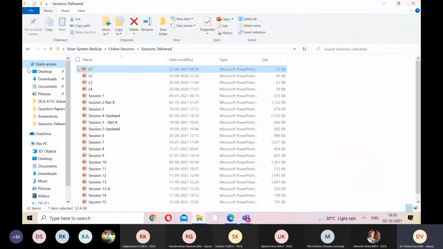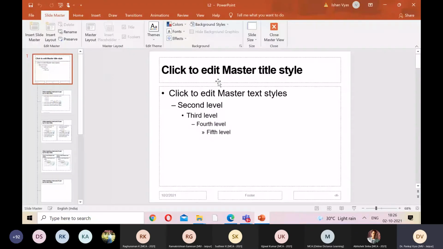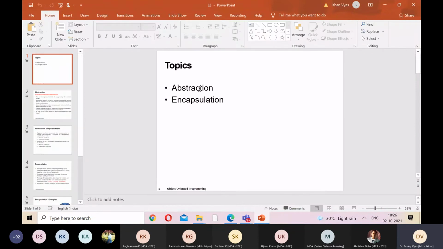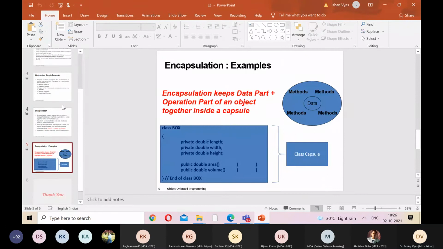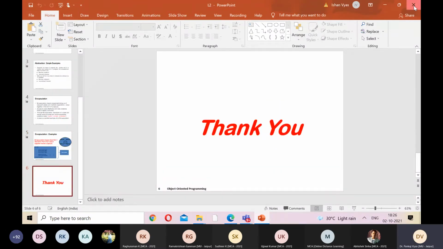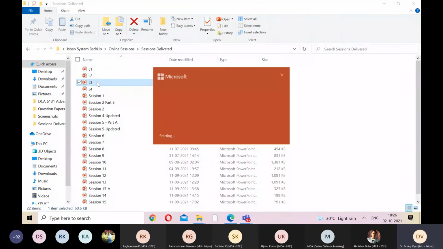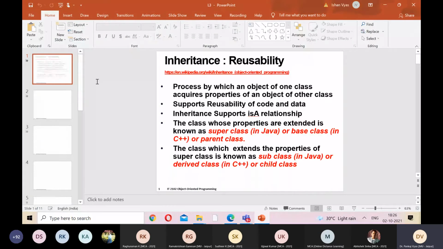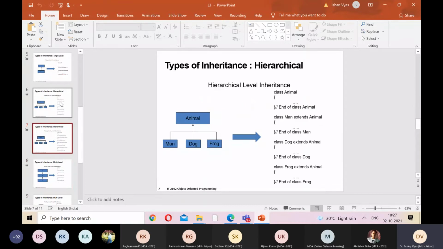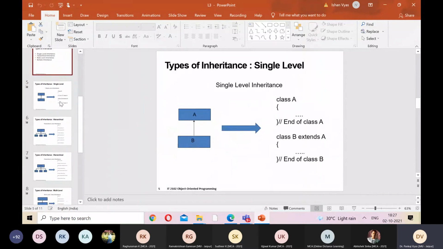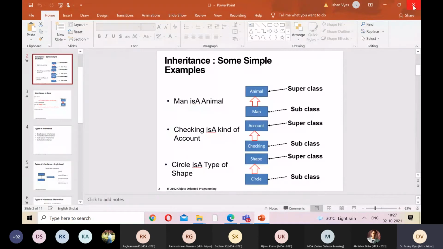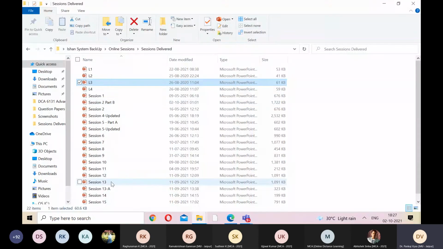Then we have talked about the basic concepts of abstraction and encapsulation. Similarly, we have talked about inheritance, reusability, and various forms of inheritance. These are the examples we have discussed, particularly with Java taken as an example. First, I explained all these basic concepts. Then we talked about object-oriented databases.